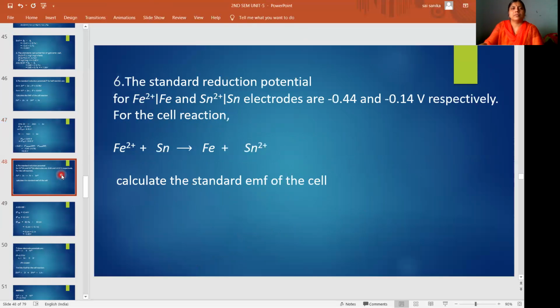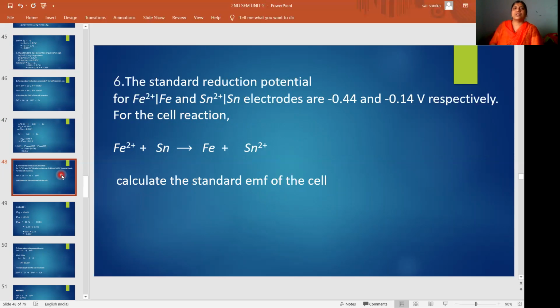So next problem, the sixth one. The standard reduction potentials for the Fe plus 2 Fe and Sn plus 2 Sn electrodes are minus 0.44 and minus 0.14 volts respectively. For the cell reaction, so this is the cell reaction: Fe plus 2 plus Sn gives rise to Fe plus Sn plus 2. Calculate the standard EMF of the cell.